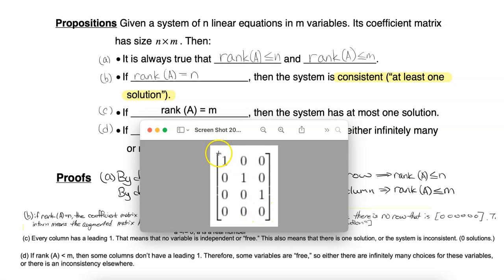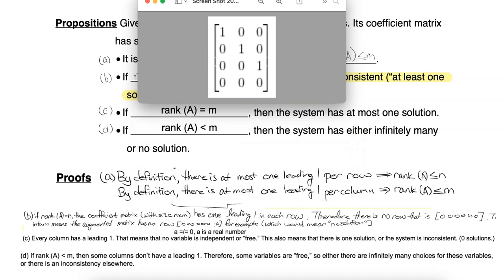M equals 3, and as you can see, the rank is equal to 3 because we have 3 leading ones. And in this case, the system has at most one solution. So how can we justify that? Every column has a leading one, since the rank of A equals m. That means that no variable is independent or free.